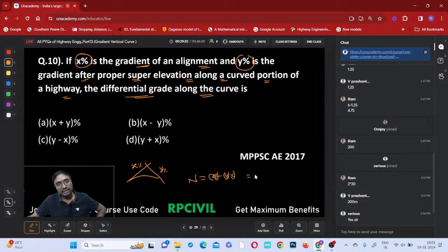Do you remember that? So that is N1 minus this N2 only. N1 minus N2 means first gradient minus the second gradient. So X minus Y is the correct answer, you can say.